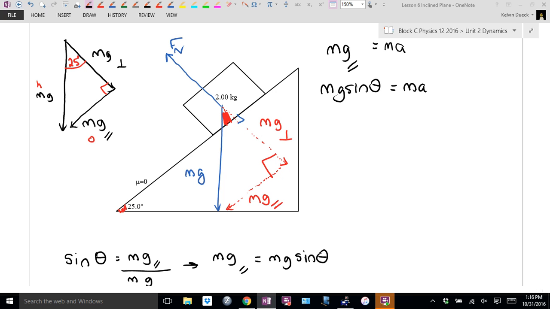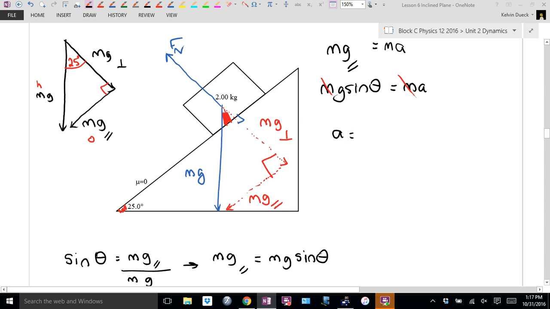Now, something kind of neat happens. Is there an m in everything on the left-hand side? Is there an m in everything on the right-hand side? We already got the a by itself. It's going to be 9.8 times the sine of what angle in this case? More specific in this case? Yep.